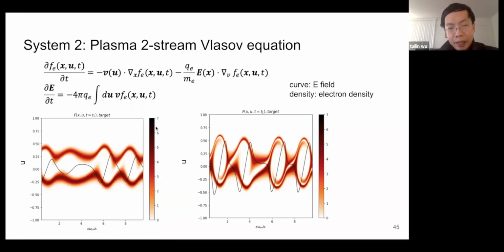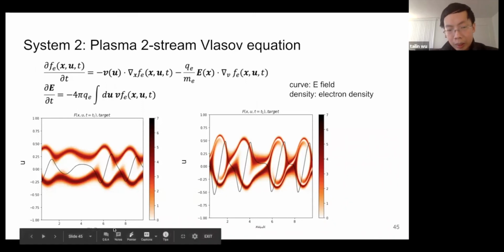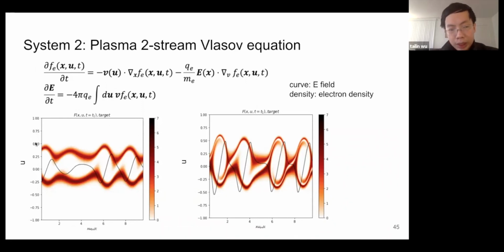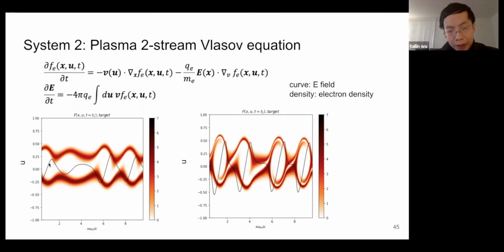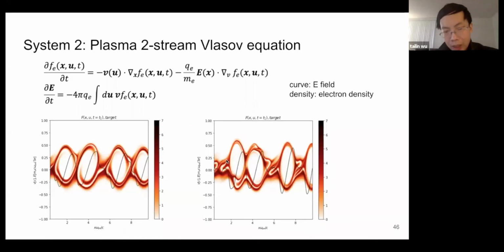And then here is the ground truth data, in which this Y is the U direction, and then the X is here. And then this curve is the E field. And then the dark or lower color is this electron density. And this is a much more difficult task than the previous ones, because we can see here that as time goes by, there are more fine-grained structures appearing. For example, as time goes by, these things become more narrow and more complicated like this.